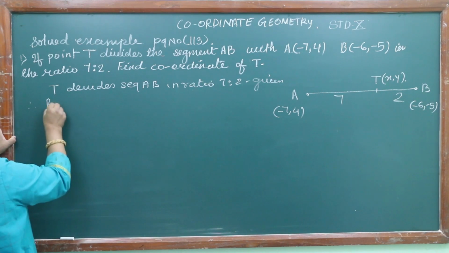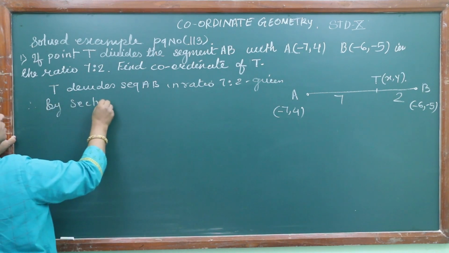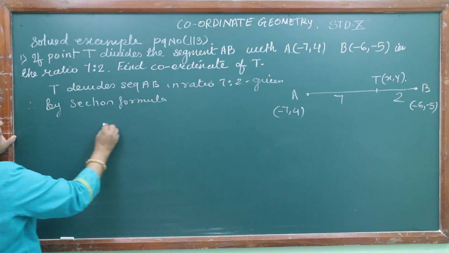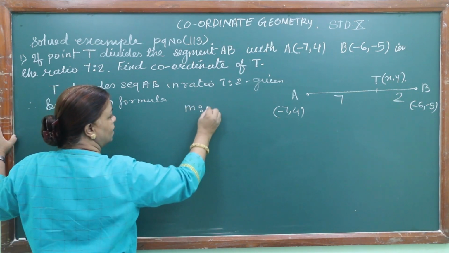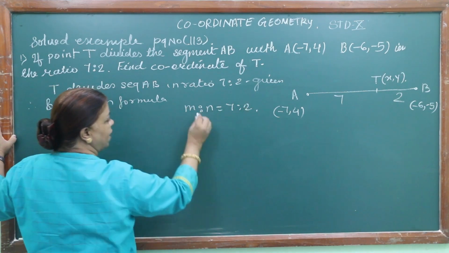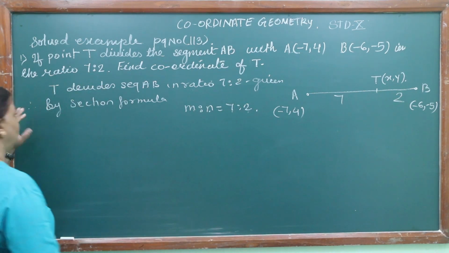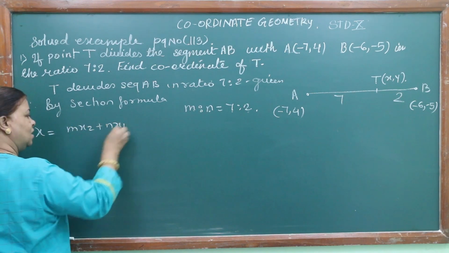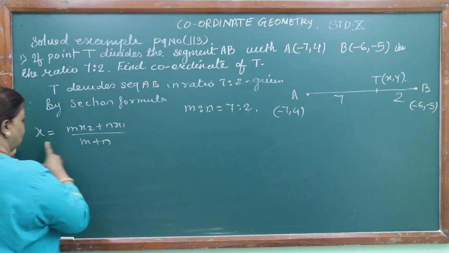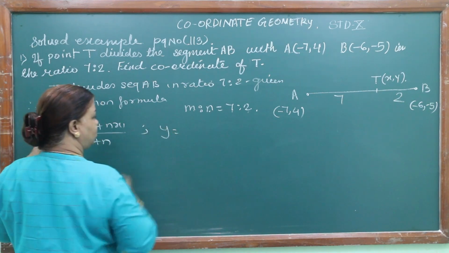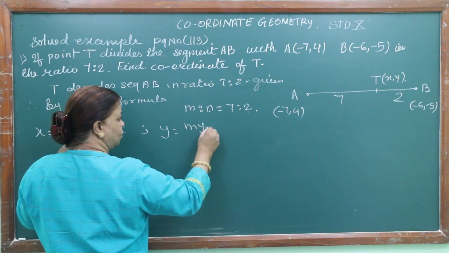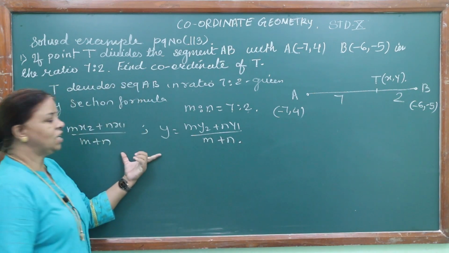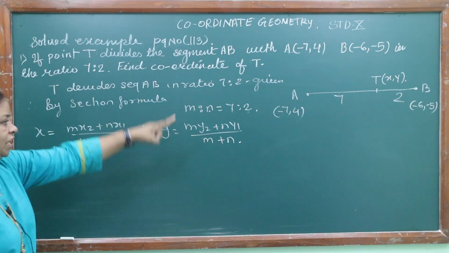Therefore, by section formula, we can find the coordinate of the point T, where m is to n is equal to 7:2, where m is 7 and n is 2. So using x is equal to (m x2 plus n x1) upon (m plus n) for the x coordinate, and for the y coordinate, (m y2 plus n y1) upon (m plus n). This is the section formula for the x coordinate and y coordinate of point T.